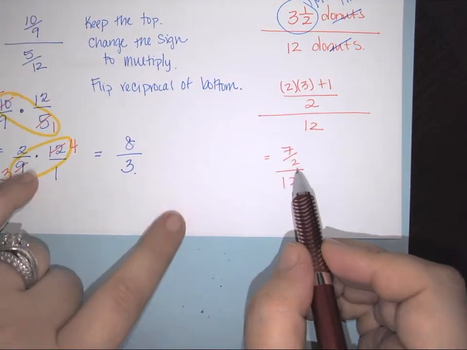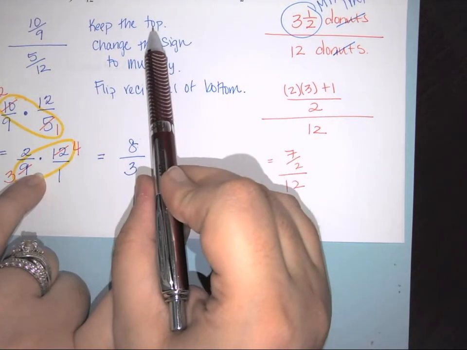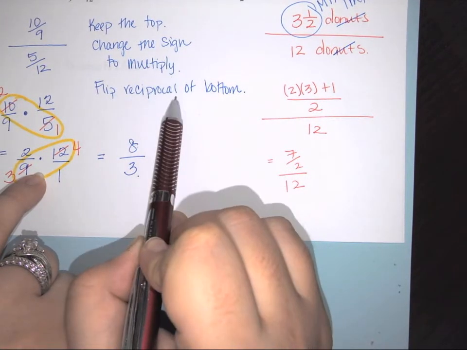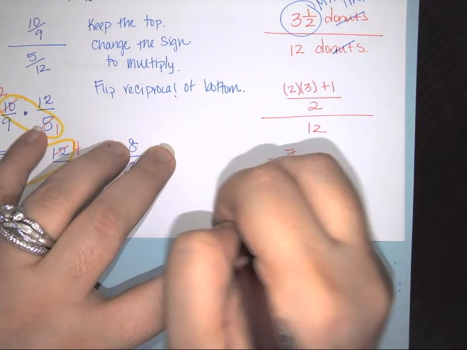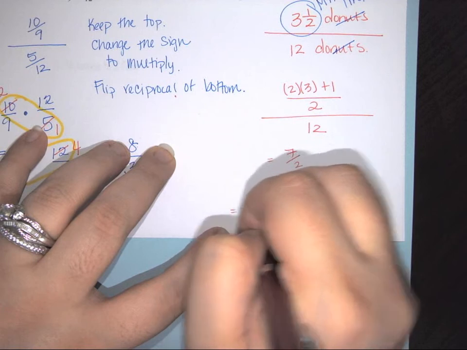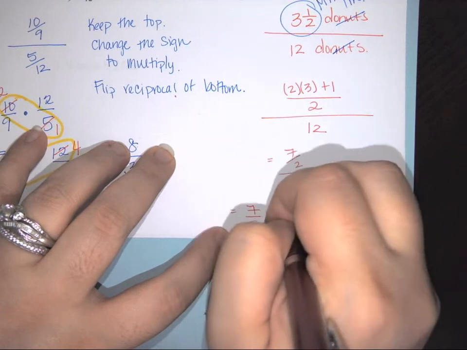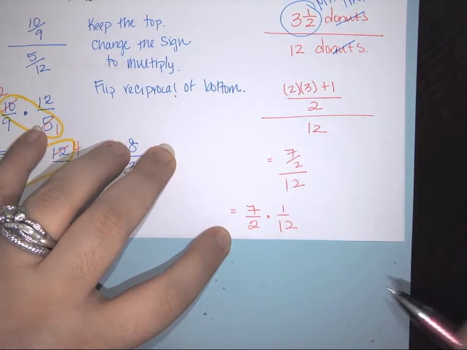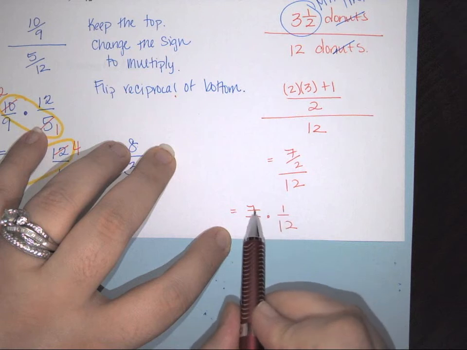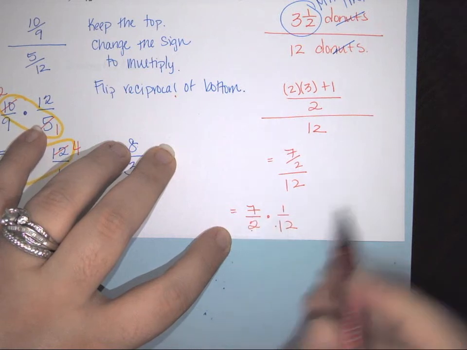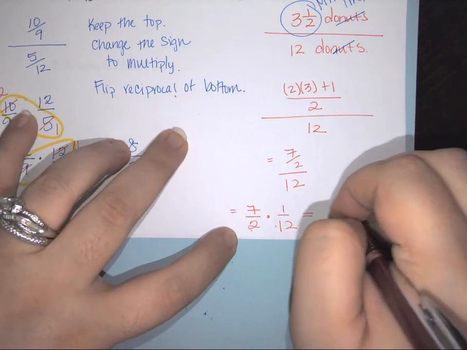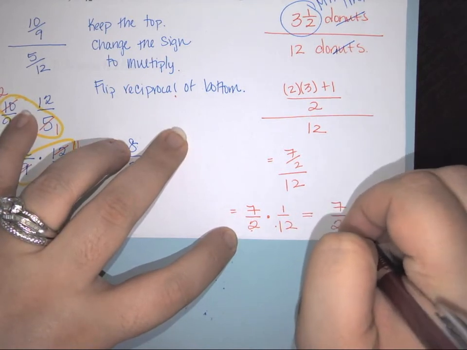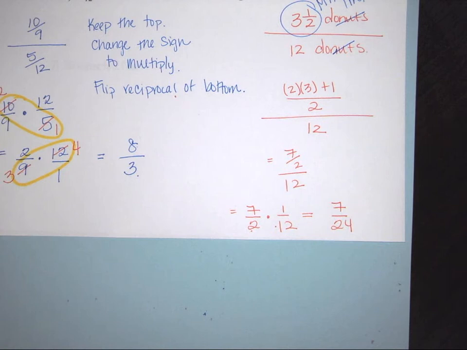Again, we're going to keep the top, change to multiply, find the reciprocal of the bottom. So this is going to become 7 over 2 times 1 over 12. There's nothing in common between 7 and 2 or 7 and 12. So here, this is simply going to become 7 over 24.